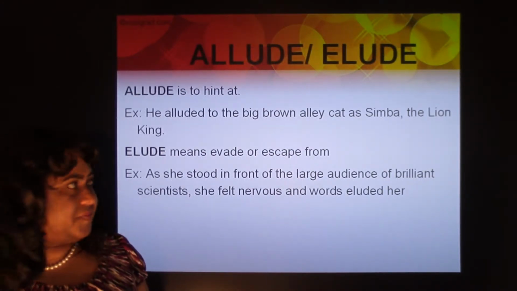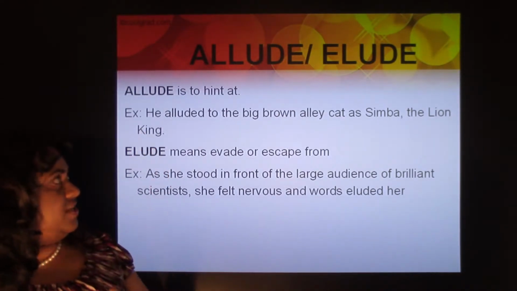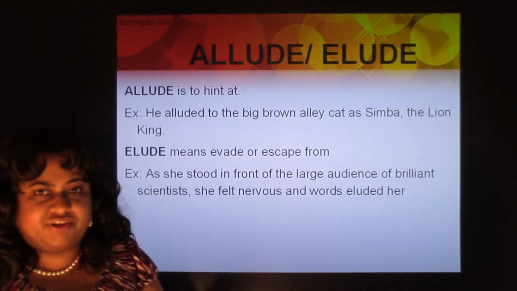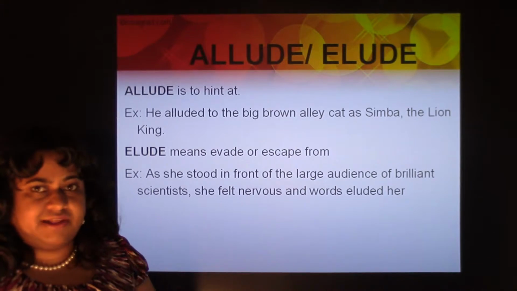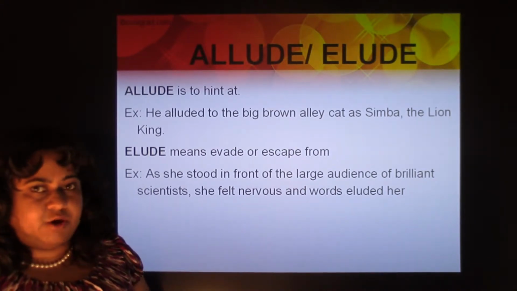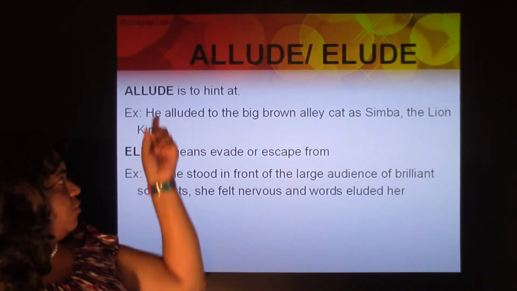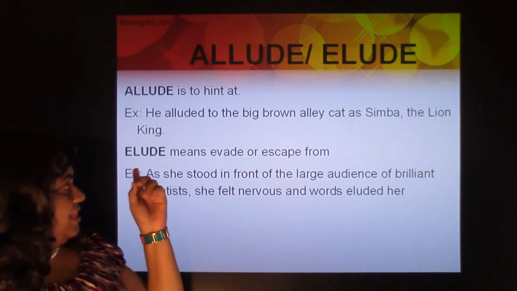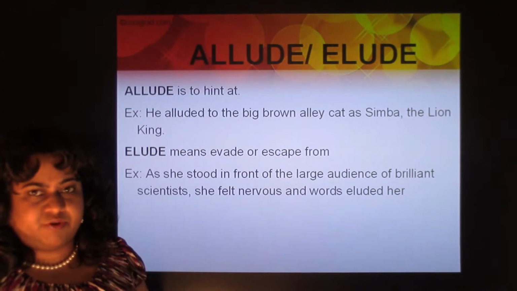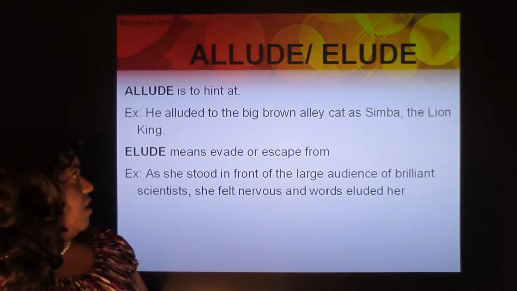Allude and elude. To allude is to hint at something, to make a reference to something. Usually a cross-reference to something. It may not be in a direct way, but when you refer to something, that's an allusion. So the noun form of allude is allusion. Elude means to evade, to escape from something.